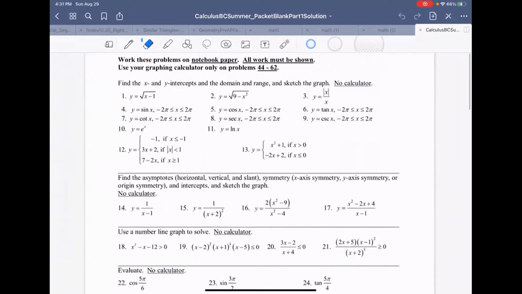Let's first do some domain and range questions. Let's see the first one. y equals the square root of x minus 1.